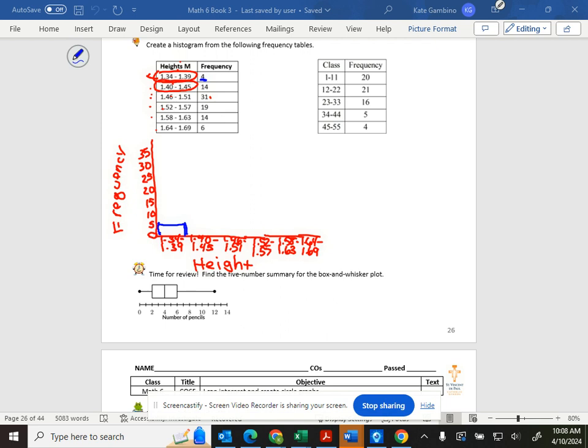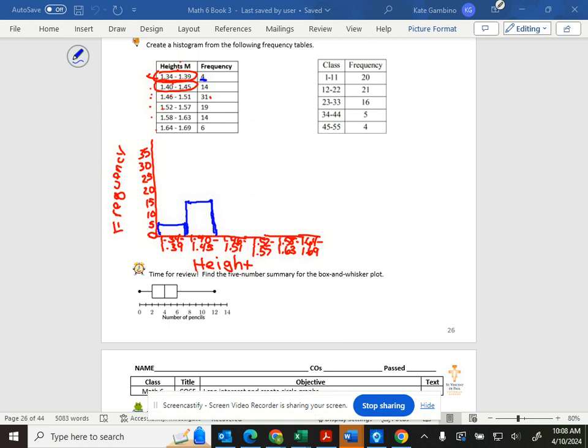So for my second interval, 1.40 to 1.45, how high up do I want to go? Up to 14. So I'm going to go just below that 15. I'm going to come down so the bars are touching. And I'm going to try my hardest to make my bars the same width. We're not going to pull out rulers and be very exact. We're going to try really hard to make them look to be the same width.